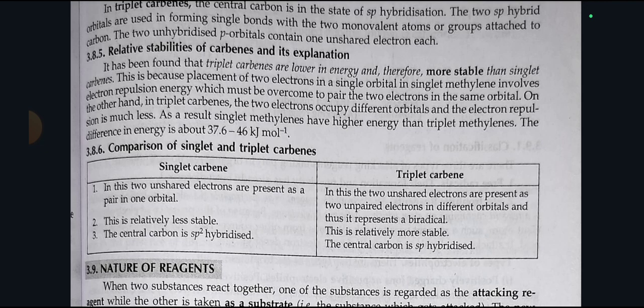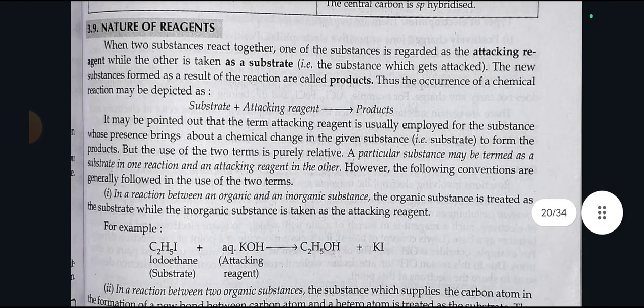3.8.6 Comparison of singlet and triplet carbenes. In singlet carbenes, the two unshared electrons are present as a pair in one orbital. This is relatively less stable. The central carbon is sp2 hybridized. In triplet carbenes, the two unshared electrons are present as two unpaired electrons in different orbitals and thus are represented as a biradical. This is relatively more stable. The central carbon is sp hybridized.